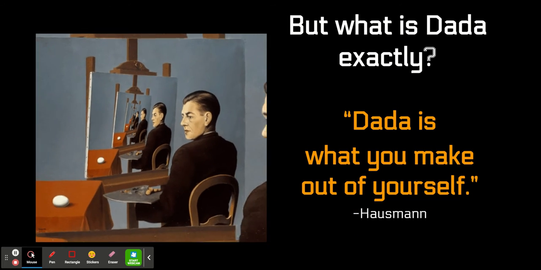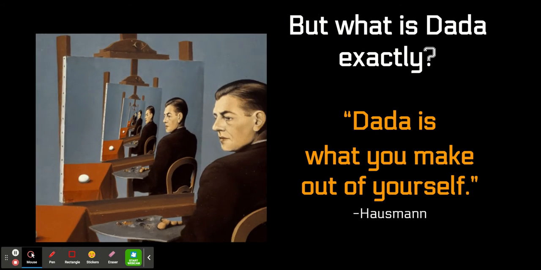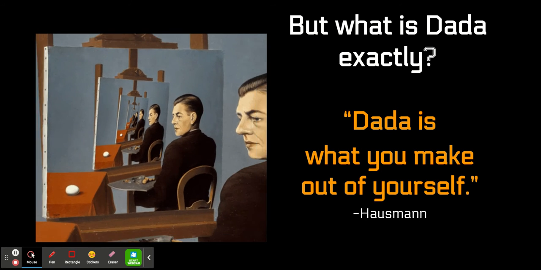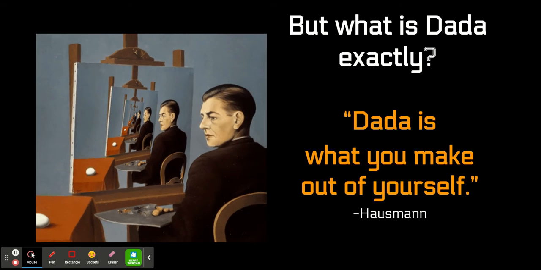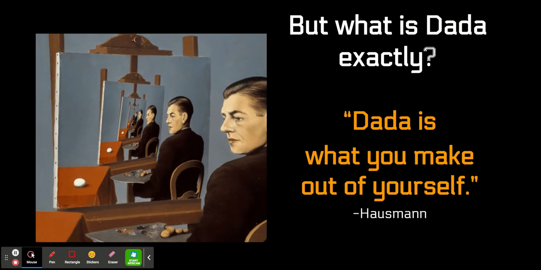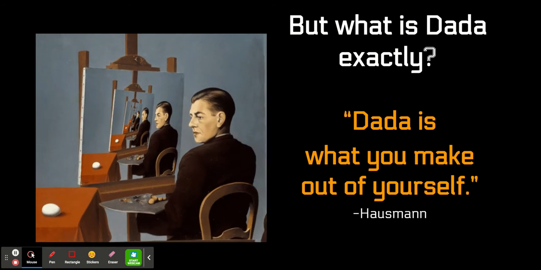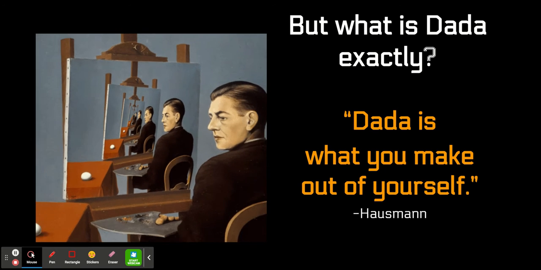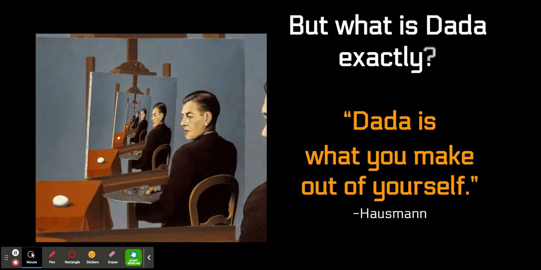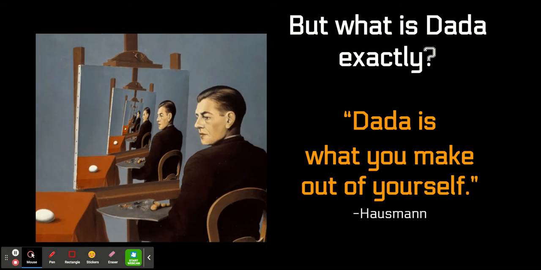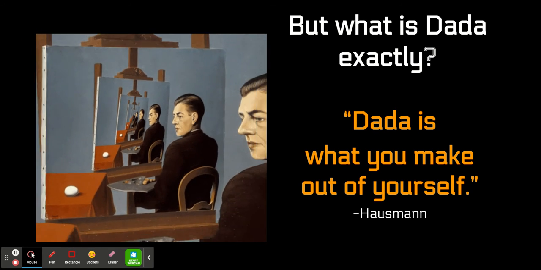But I think maybe one of the best ways to understand what Dada is is this quote from the artist Hausmann, who said, "Dada is what you make out of yourself." They really believed that art is all about self-expression, and what matters is what the artist says. If I say it's art, it's art. It's not about this bourgeois elite saying, "Oh, that's art, but that's just a craft." No, they had no line between high art and low art. If a human being with passion and intention decides that something is art, it's art, even if it's something they found in the trash.